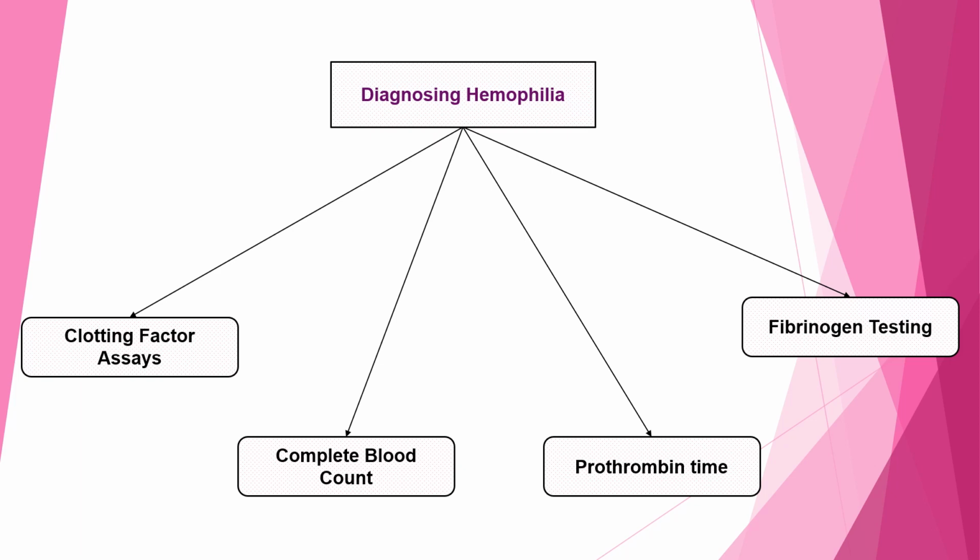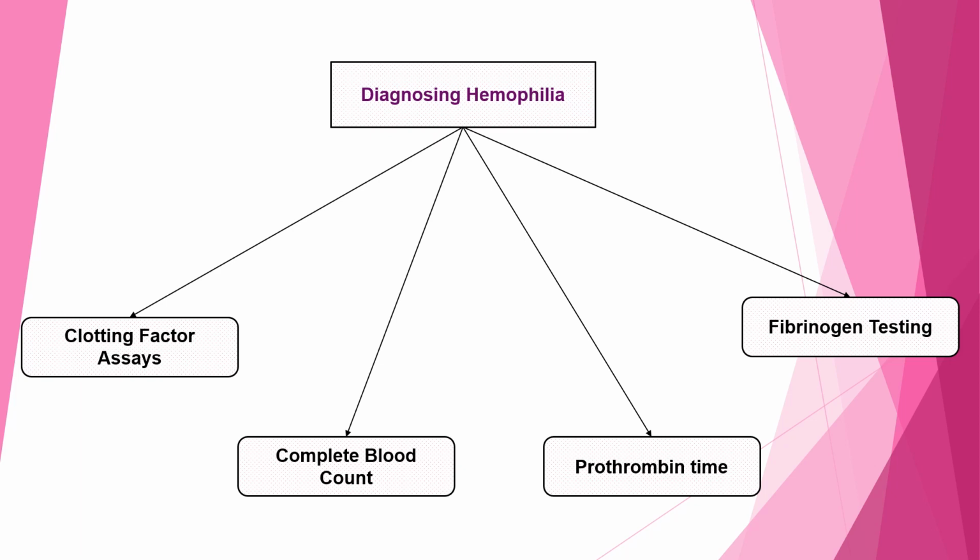Usually, patients with hemophilia have a normal prothrombin time. The next test is the complete blood count or a CBC, which does not specifically determine hemophilia but may provide some clues about the presence and severity of bleeding. The CBC is usually normal in people with hemophilia unless they have had a heavy or prolonged bleeding episode.